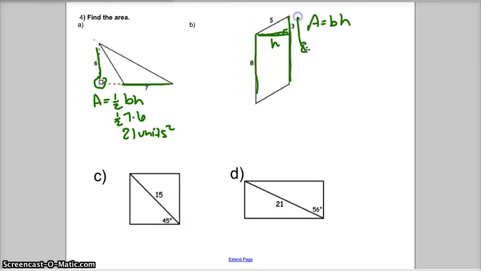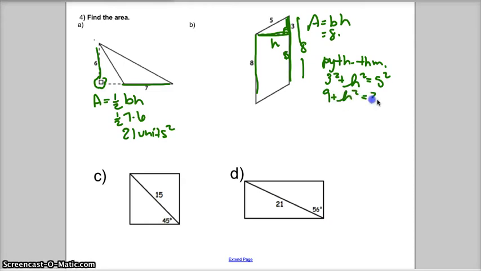It's 8. This is 5, which doesn't really matter, because this 3 is here because we have a 90-degree triangle. We're going to need the Pythagorean theorem to say that 3 squared plus h squared is equal to 5 squared in order to figure out h squared, because we know that the base is 8. So this is 9 and 25. When I subtract, I end up with h equaling 4. So 8 times 4 is 32 units squared.